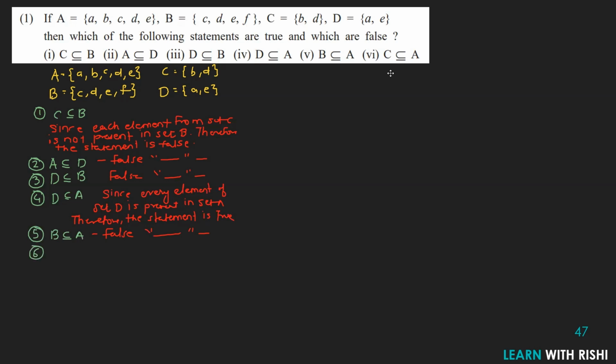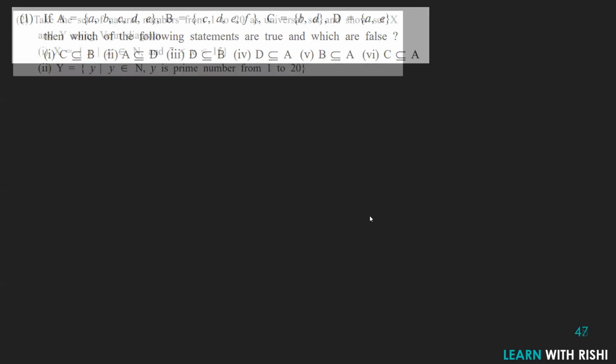C is a subset of A. This means that every element of C must be present in A. So in C, we have 2 elements, B and D. And in set A, we have 5 elements, A, B, C, D, E. So if you observe, both the elements from set C are present in set A. So this statement is a true statement. And the reason will be, since every element of set C is present in set A, therefore the statement is true. Let us move to the next question.